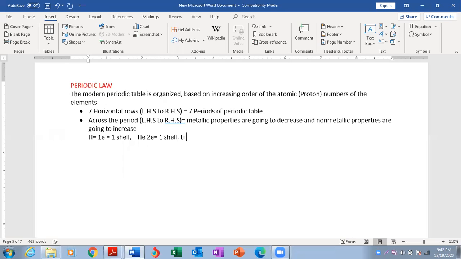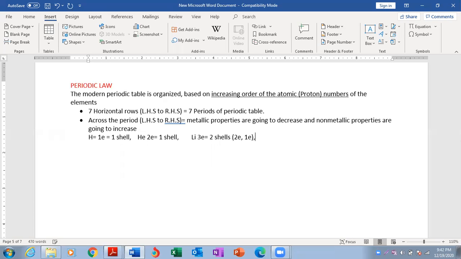Lithium keeps three electrons. So we know that the three electrons mean it keeps two shells. Why is it keeping two shells? The first shell keeps two electrons, and the second shell keeps one electron. Am I right?